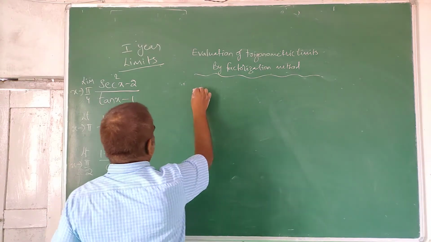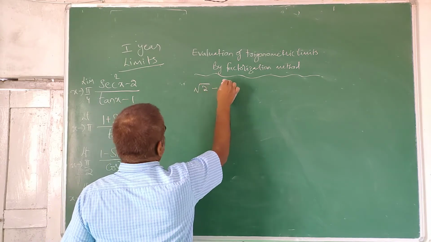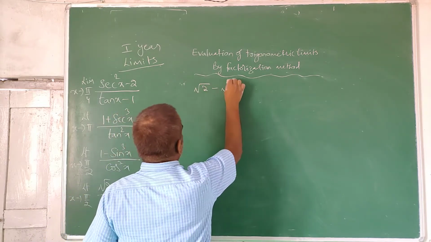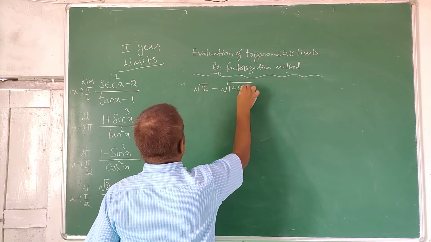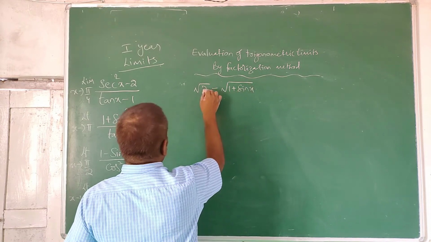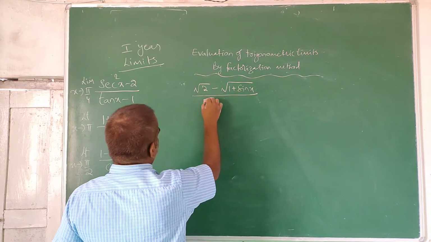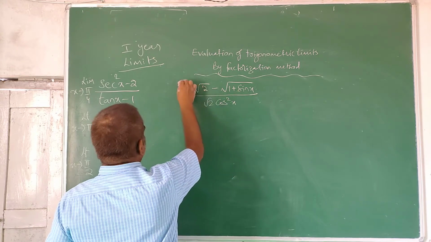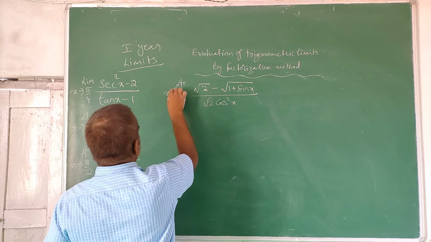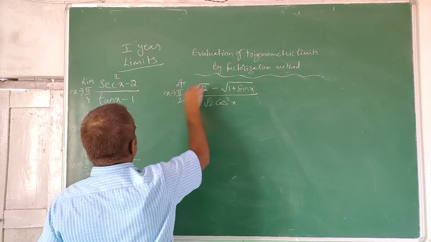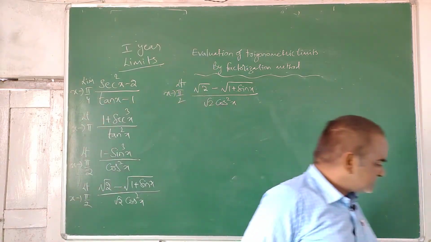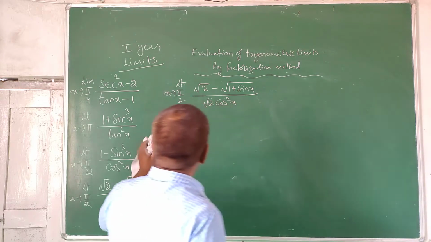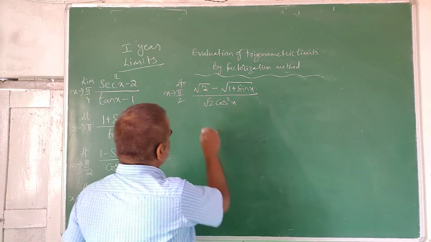Root 2 minus root 1 plus sine x, divided by root 2 cos square x, as limit x tends to pi by 2. This is our next question. So we go for the solution.